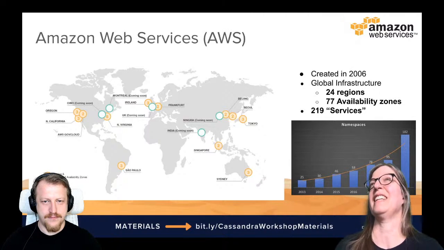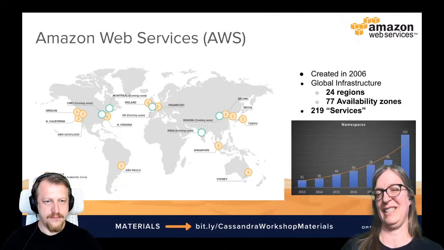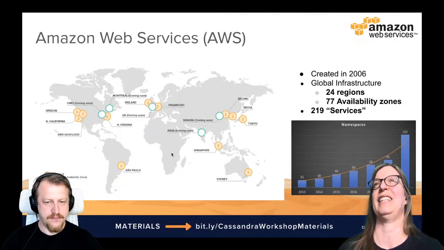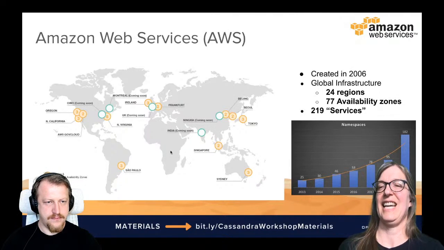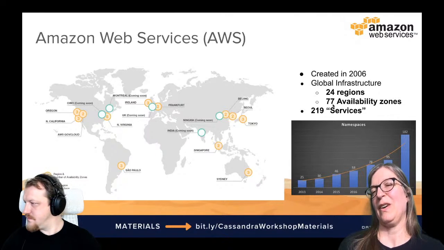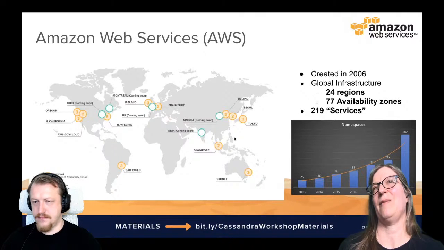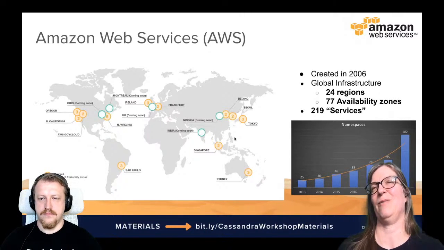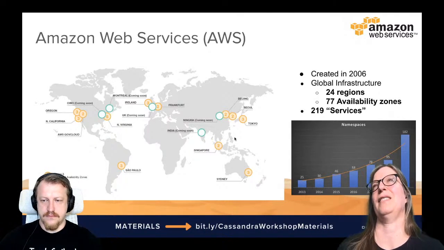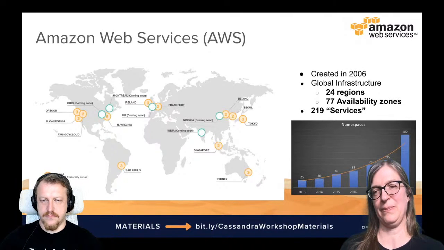Someone picked us up yesterday in the workshop that this is already a little bit out of date, and there might actually be a different picture already. So things are growing, things are coming. Currently, you can get access to 219 services in AWS. I'm sure this will also increase, but it's a lot. You have a lot of different services and tools at your fingertips.